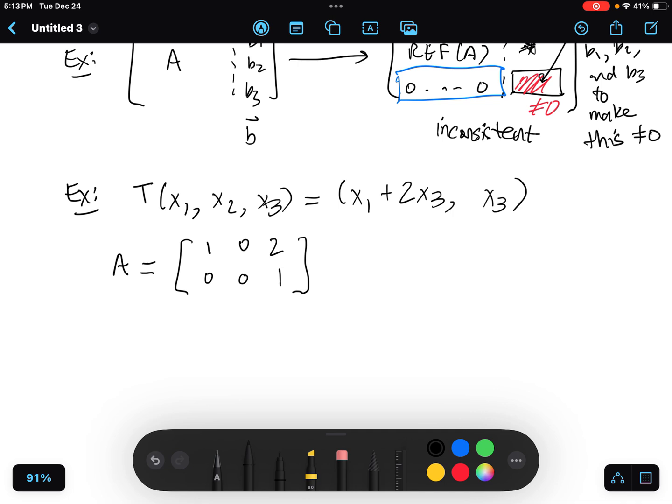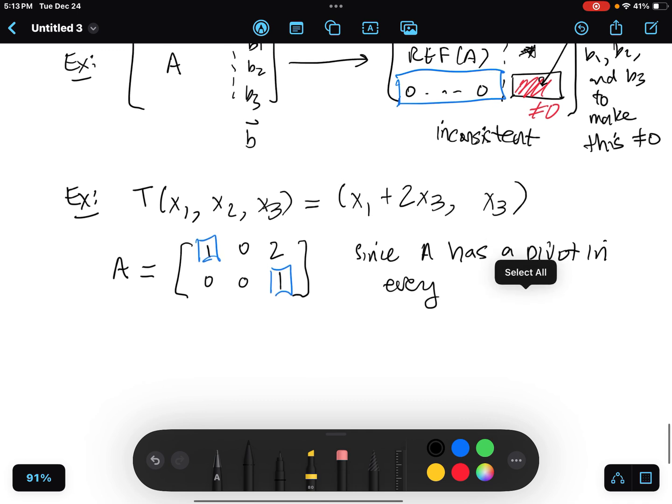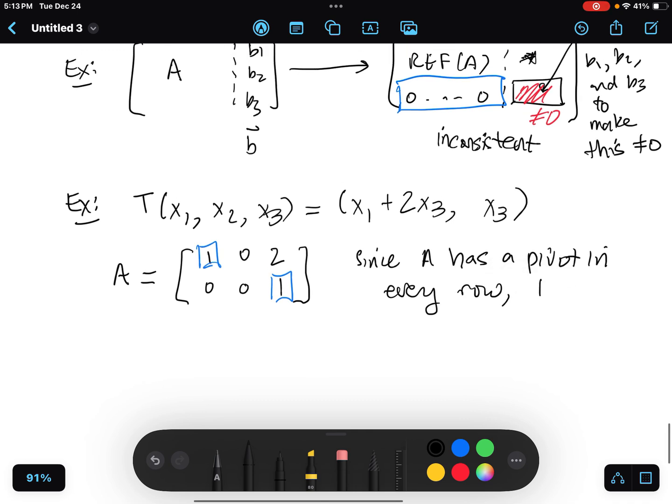Okay. And now this matrix is in echelon form. And does A have a pivot in every row? Yes, right? There's a pivot here, a pivot here. So since A has a pivot in every row, T is onto.